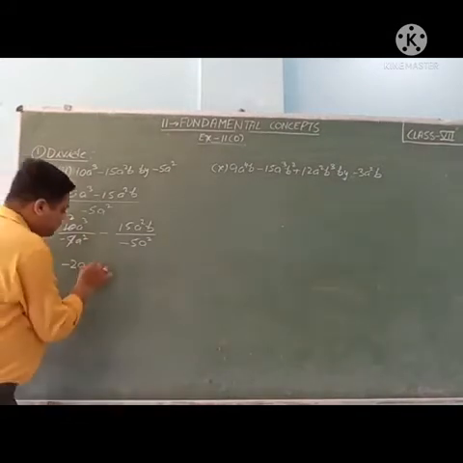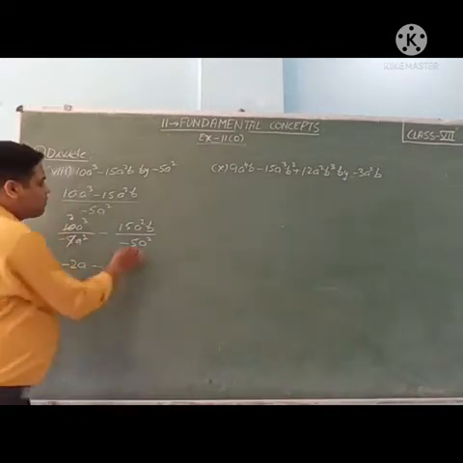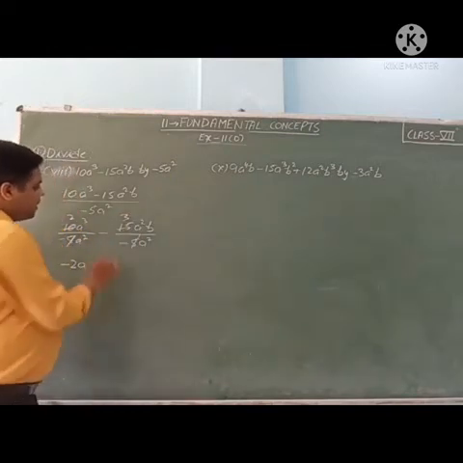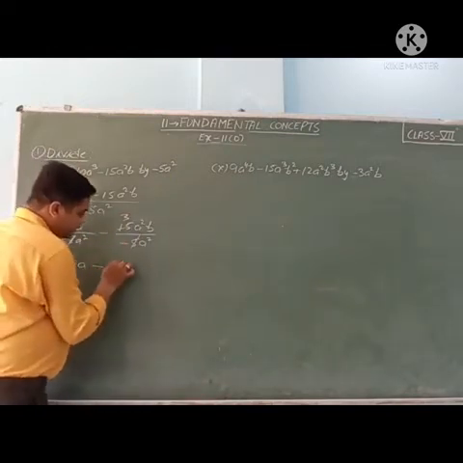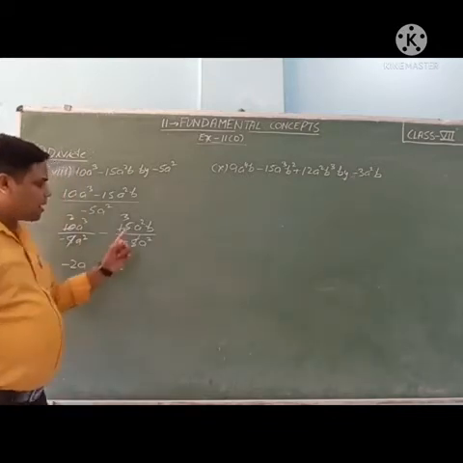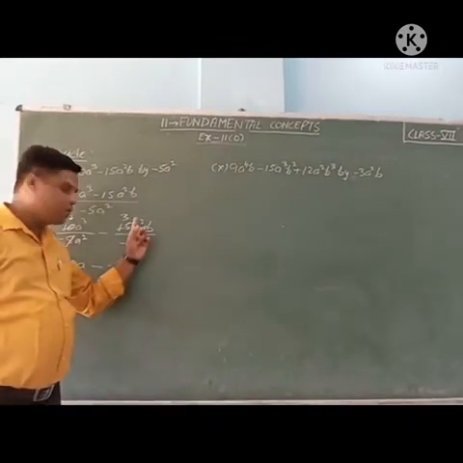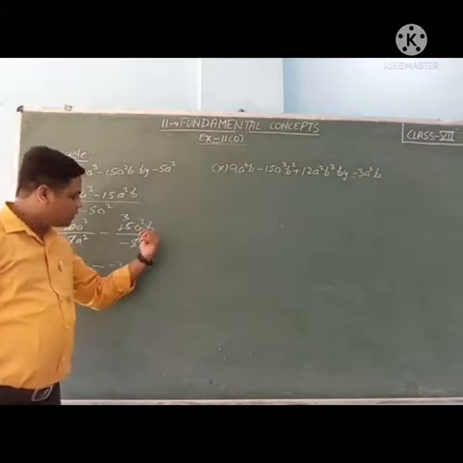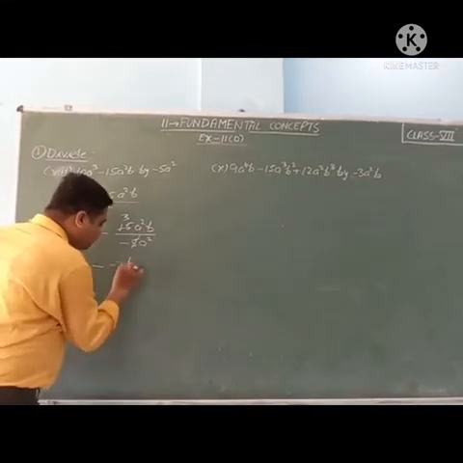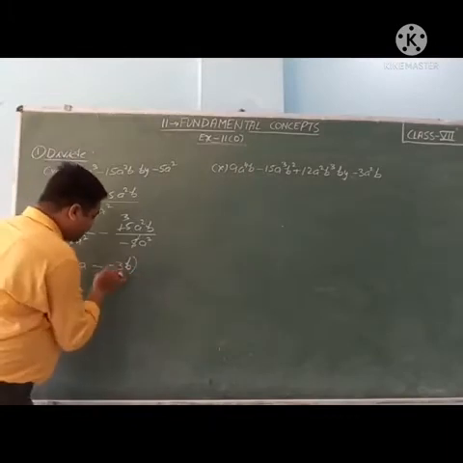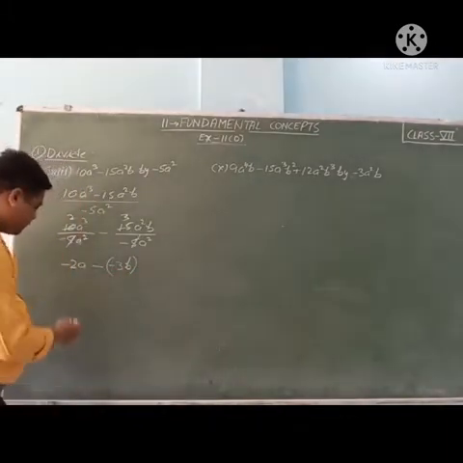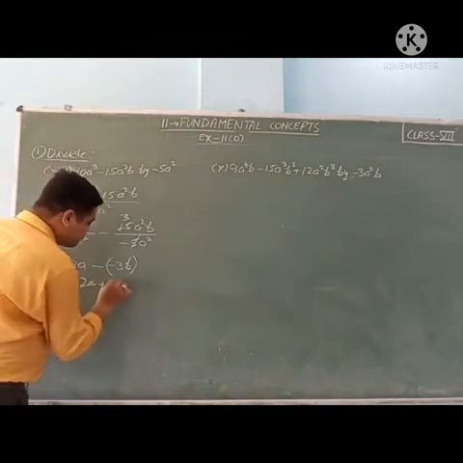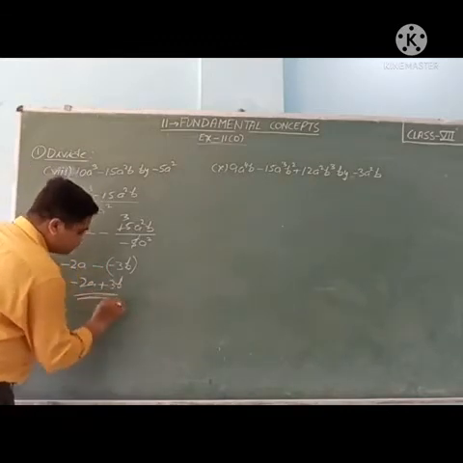Then this minus 5 3s are 15, plus minus minus 3. About the powers: here a has power 2, here also 2, so cancel. And what is left? b. So minus 3b inside the bracket. Then minus 2a minus minus plus 3b is the answer.